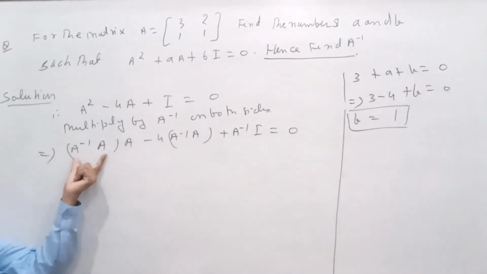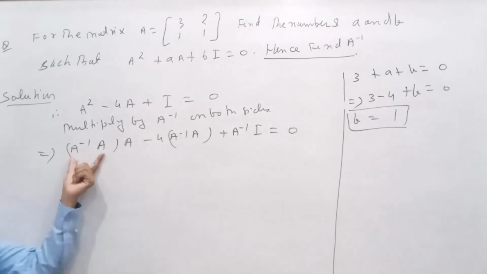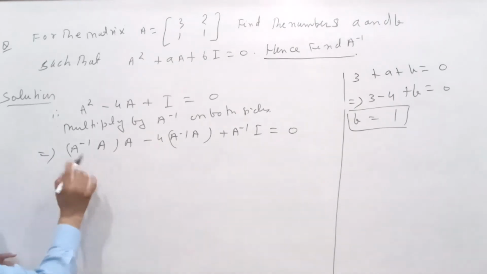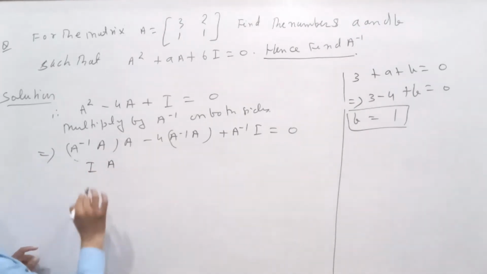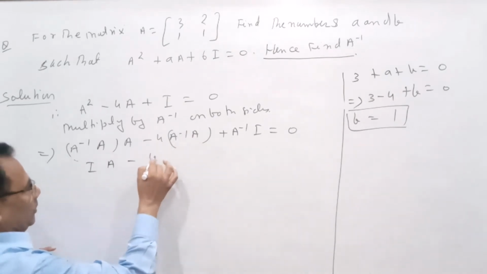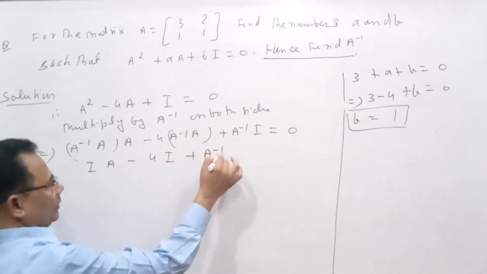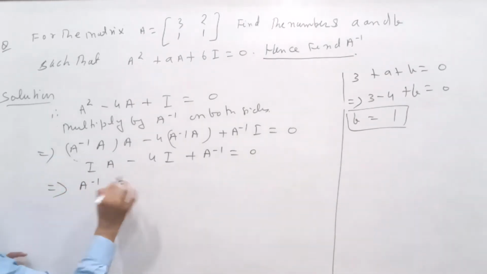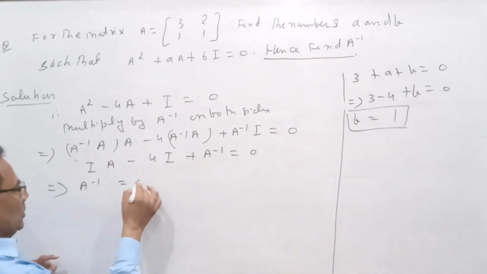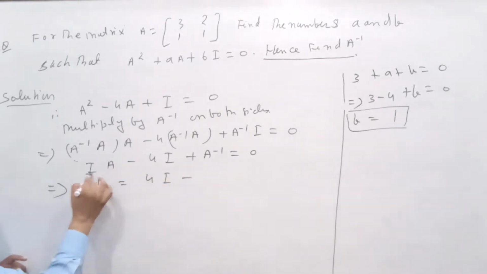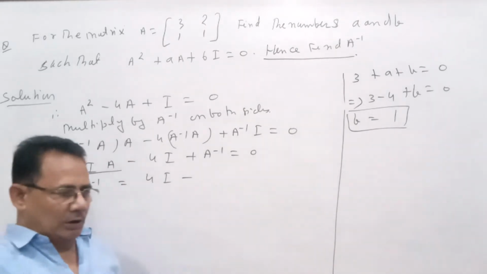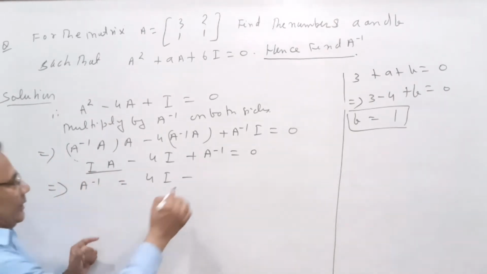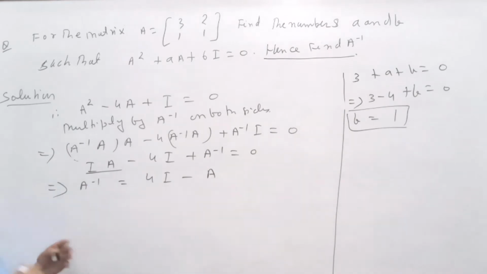Now, by the property or by the definition of the inverse matrix, we know that A inverse into A is equal to identity matrix, that is IA, or -4I plus A inverse is equal to 0. This implies that A inverse is equal to 4I minus A, since I into A is A. If we multiply any matrix with the identity matrix, the resulting matrix is the same matrix A.